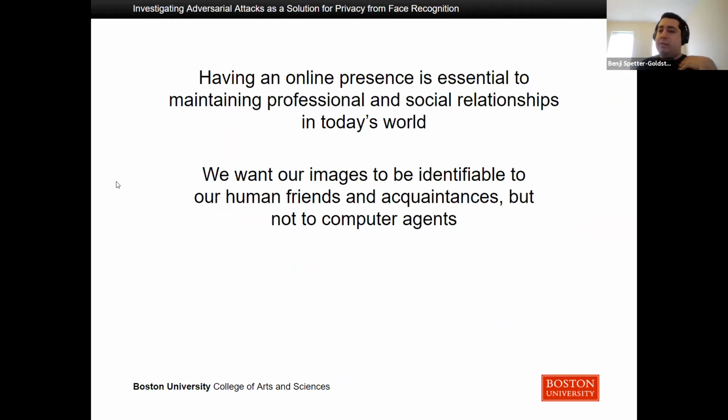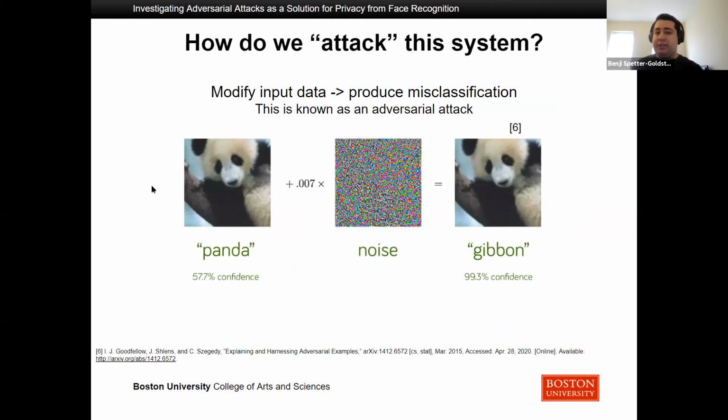So we know that having an online presence is essential to maintaining professional and social relationships in today's world. We want our images to be identifiable to our human friends and acquaintances, but not to computer agents. Which brings us to: how do we attack this system?